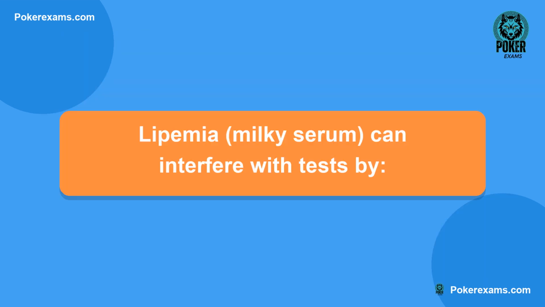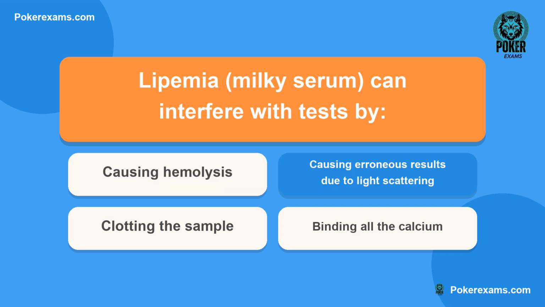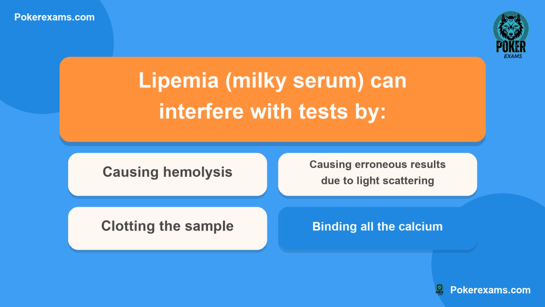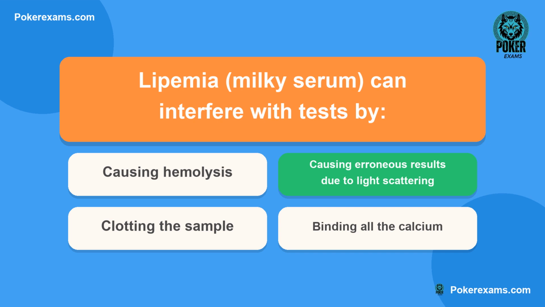Next question. Lipemia, milky serum, can interfere with tests by: is it A, causing hemolysis? Or B, causing erroneous results due to light scattering? Could it be C, clotting the sample? Or lastly D, binding all the calcium? The correct answer is B.